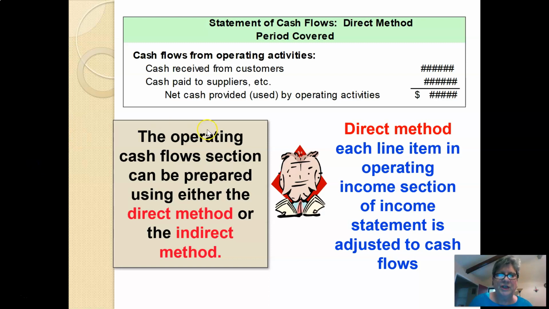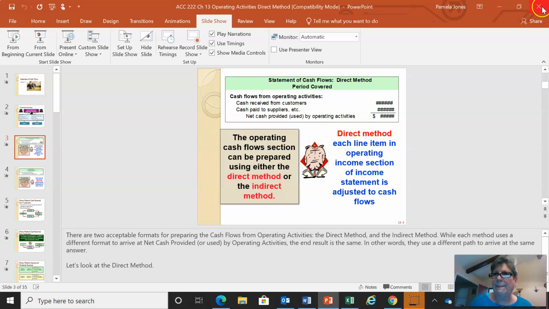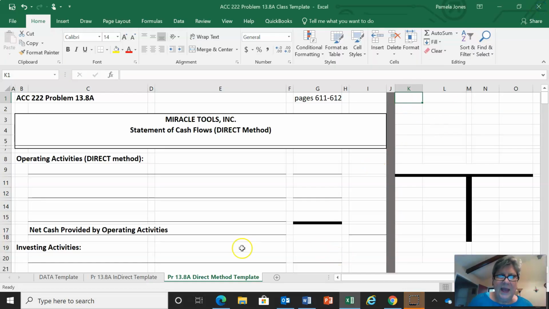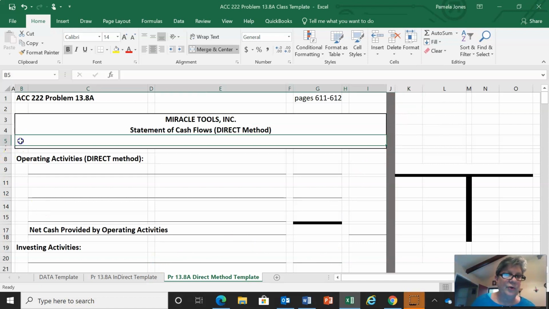So what I want us to do now is switch to my spreadsheet. And we're going to take a look once again at problem 1318. And before we get started with the operating activities section, I want to remind you that every financial statement has to have an appropriate heading: who, what, and when. So the who, Miracle Tools in this problem; the what, statement of cash flows, direct method; and the when, like the income statement, the cash flow statement is for a period of time.